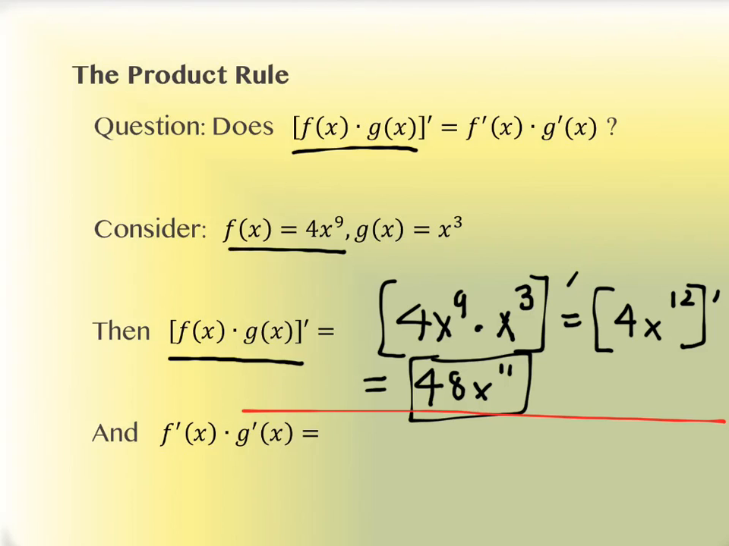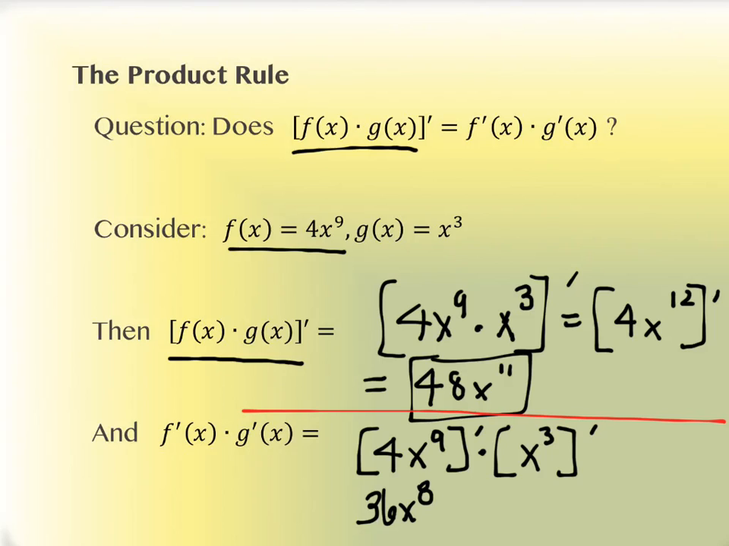So what do I mean by reverse order? Well, I mean that I want to take them individually, the 4x to the 9th, and take the derivative. And I want to take the x cubed and take the derivative. And then I want to multiply them together afterwards and see what happens. Okay? So what's the derivative of 4x to the 9th? Perfect. 36x to the 8th. What's the derivative of x cubed? Fantastic. Now we want to multiply these together.